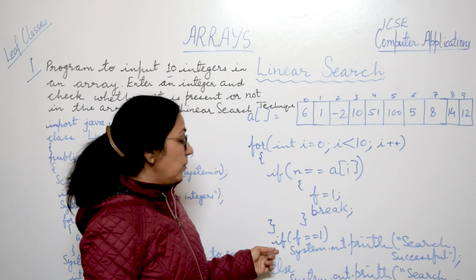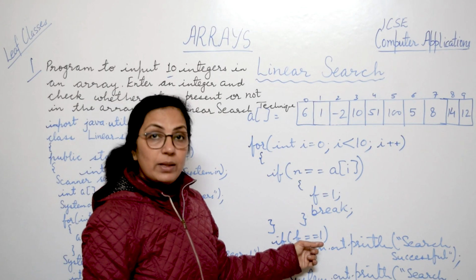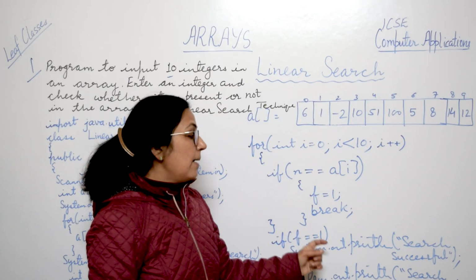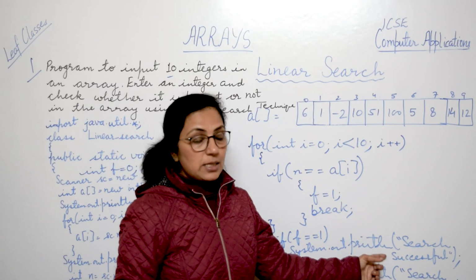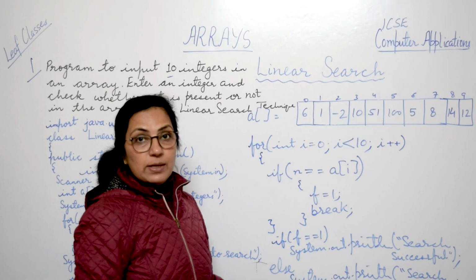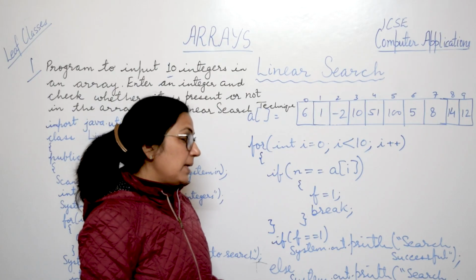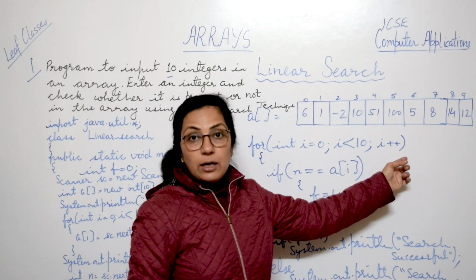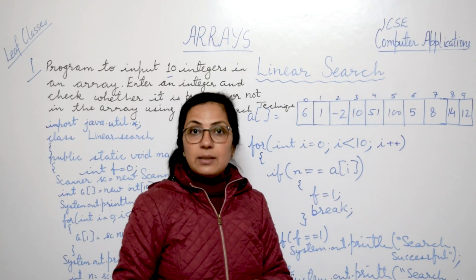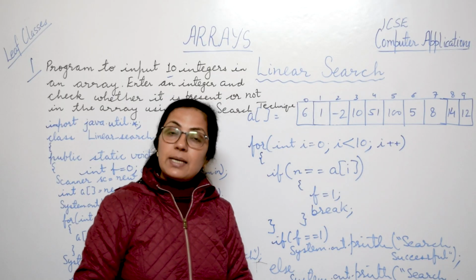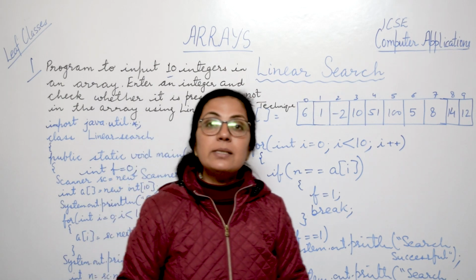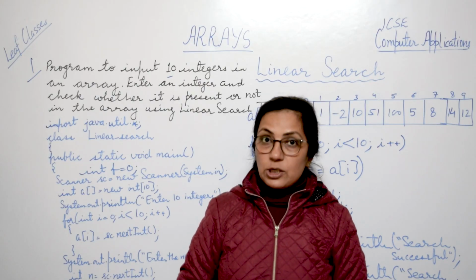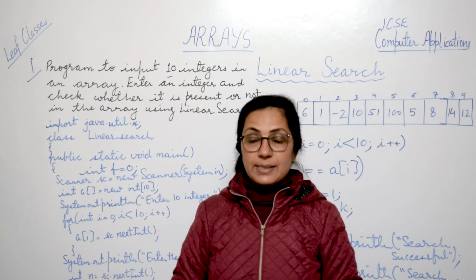And after that you will check if f equals to 1. When this f will be 1, only when this condition is satisfied, and then you will print search is successful, and if this condition is false, that means the search is unsuccessful. So you will reach the end of the array, but the element is not present, that means search is unsuccessful. So children, this is the first type of program which can be asked. We have another version also for this that we will be discussing now.